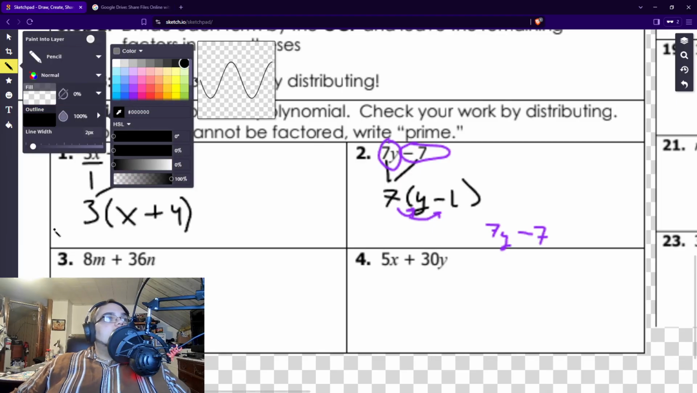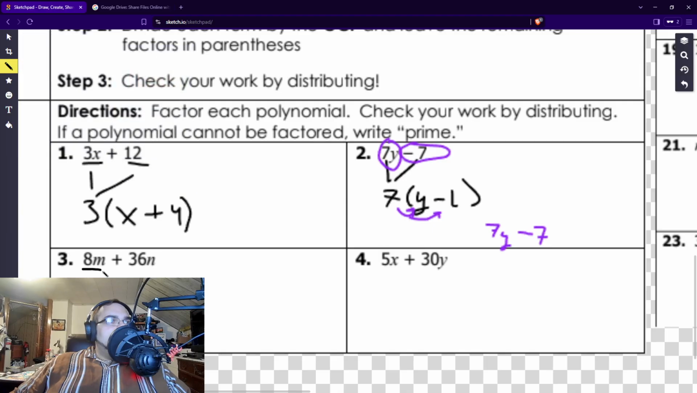So, we're going to hit up our next guy. Okay, so 8 and 36. Well, I know the 8, 16, 24, 30. Oh, 8 does not go into 36. Huh. But, you paying attention? 8 and 36 do have a common factor in 4. Right? Would I not be wrong? Would I not be not wrong?